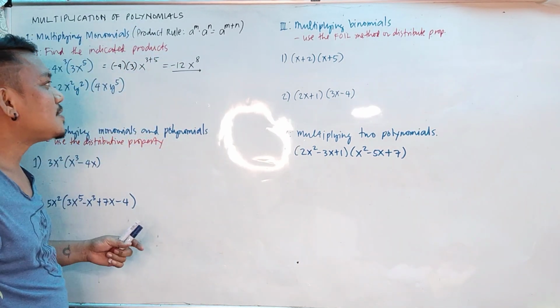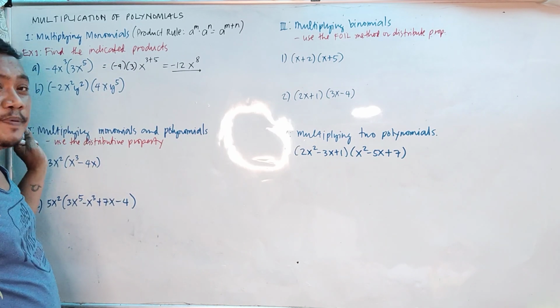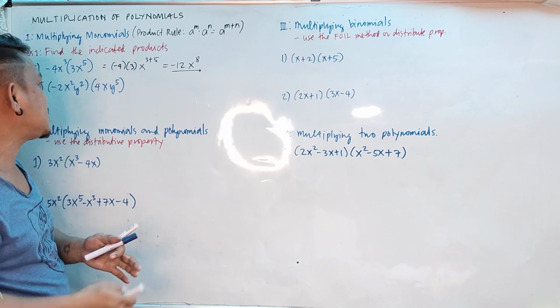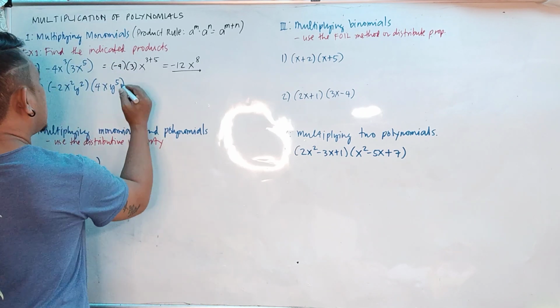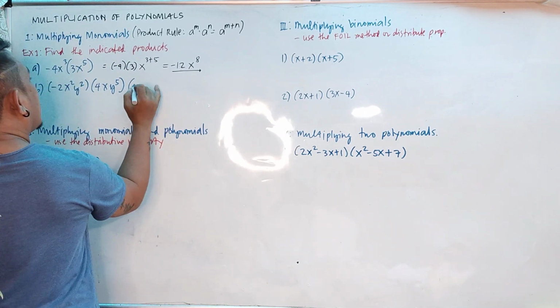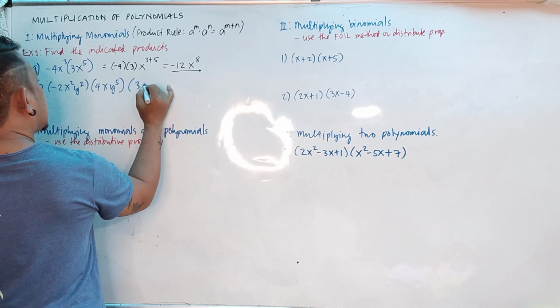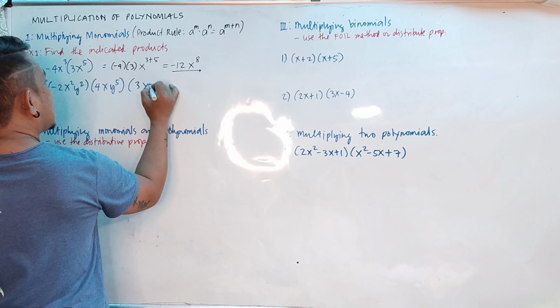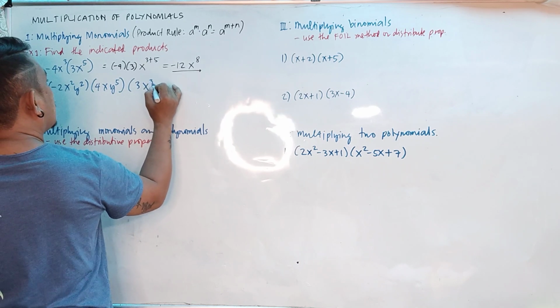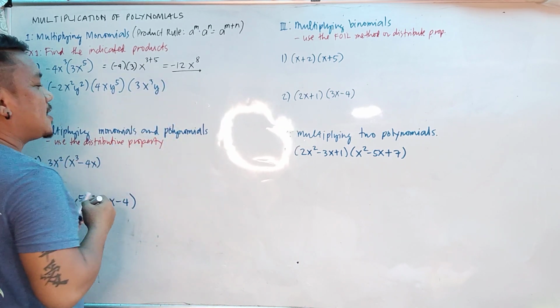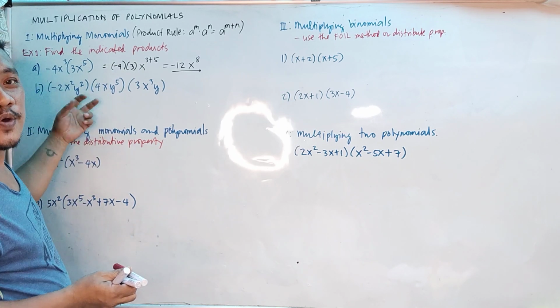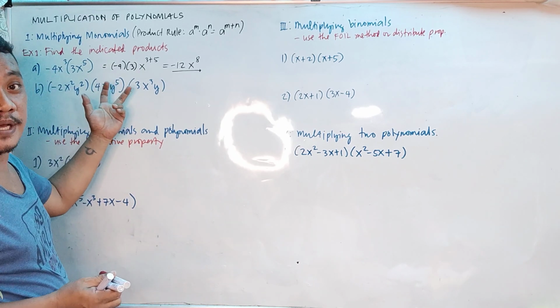Okay. Letter B. If you have three monomials, for example, I will give you here. Ito na yung sumpayan of 3. 3x cubed y. Suppose you are given this. We have the product of three monomials.